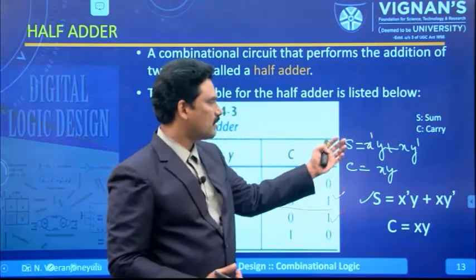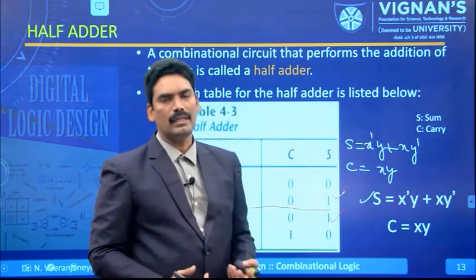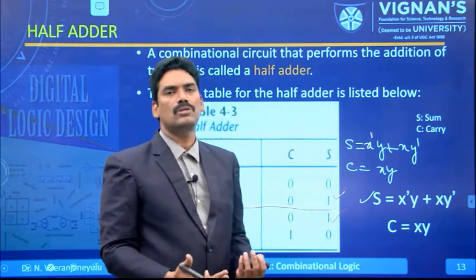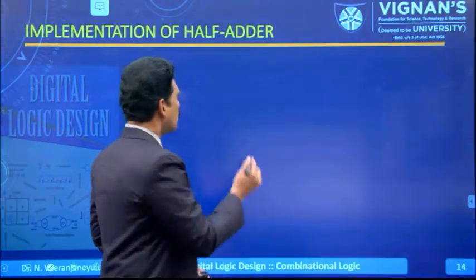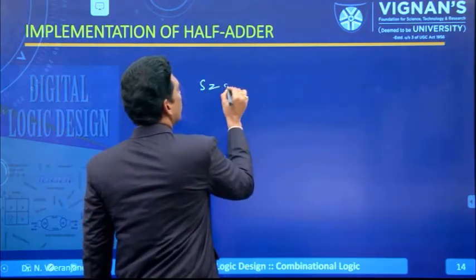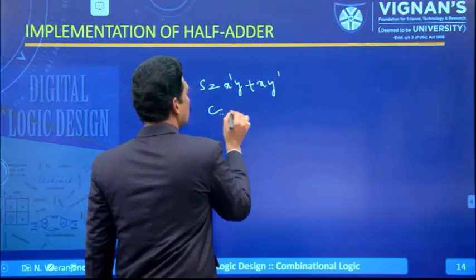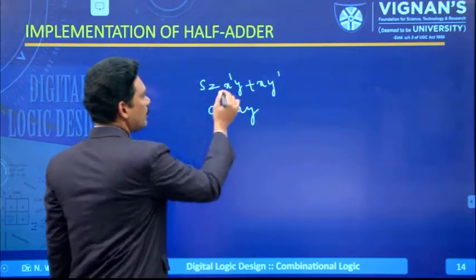The Boolean expression is sum is equal to x bar y plus x y bar, and carry is equal to x y. What is the last step? We have to draw the logic diagram for this. The logic diagram is, see, sum is equal to x bar y plus x y bar, and C is equal to x y. So how to draw this one?